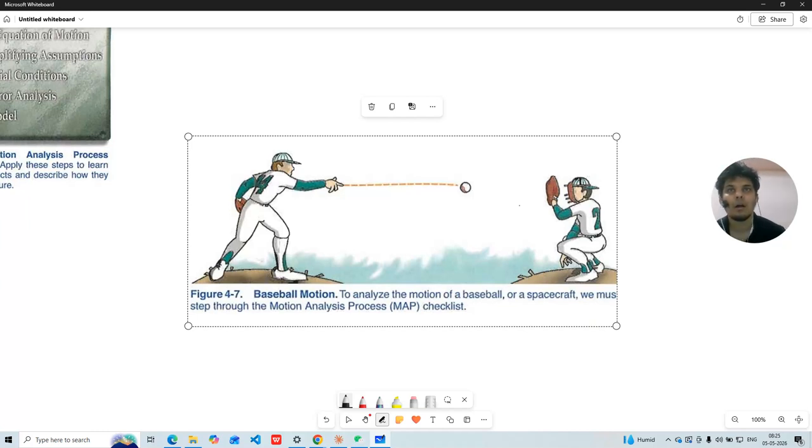So if you find significant differences, you may have to change your coordinate system, equations of motion, assumptions, initial conditions, or all of these. With the mission analysis process, what was MAP? Mission motion analysis process.